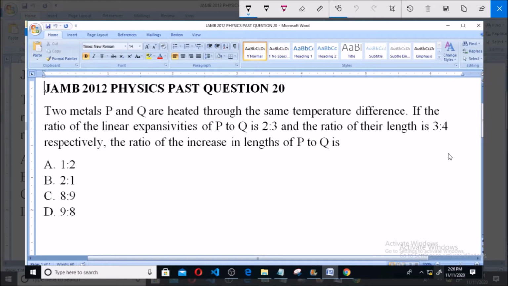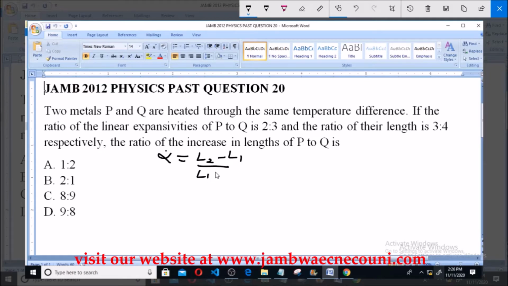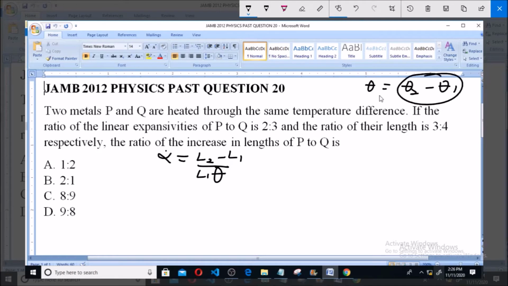So this has to do with linear expansivity, and linear expansivity alpha is given as L2 minus L1 over L1 multiplied by temperature difference theta. Theta is usually equal to theta 2 minus theta 1. So this is the temperature difference which we have represented by theta.